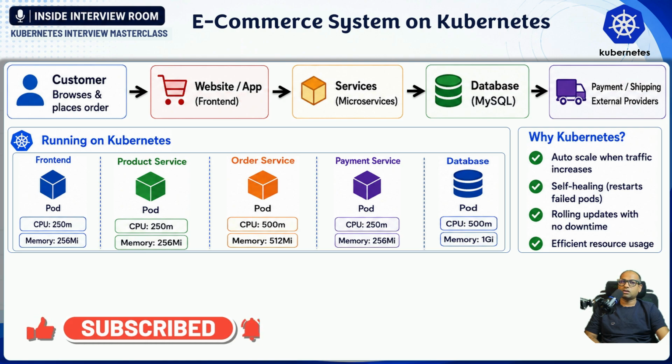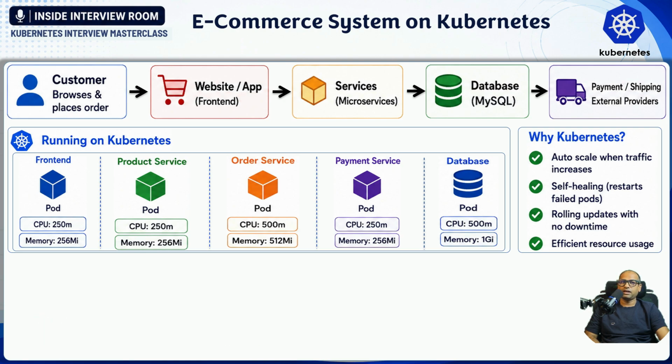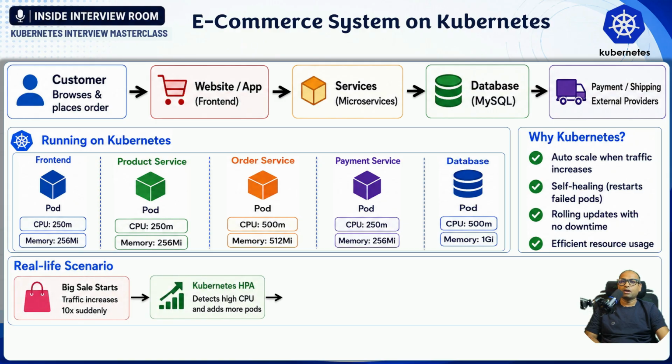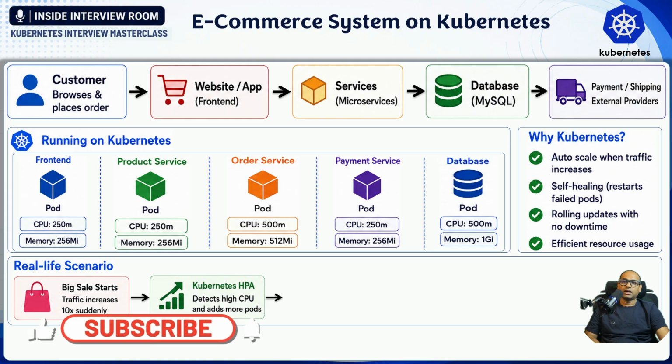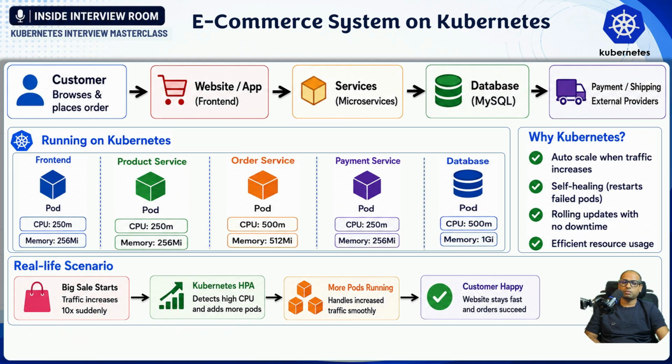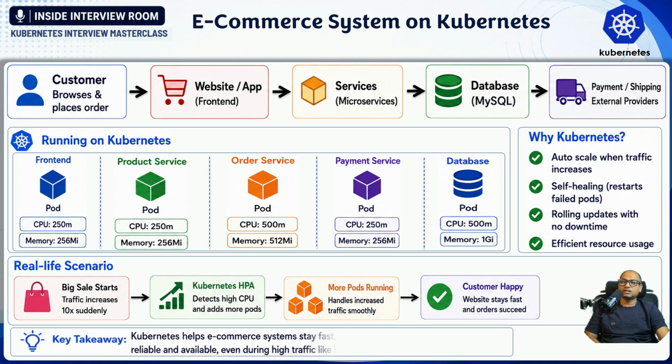Why Kubernetes? Autoscaling as traffic increases, self-healing by restarting failing pods, rolling updates with no downtime, and efficient resource use. A real-life scenario is the big billion sales. Once the sale starts, traffic suddenly increases 10x. Kubernetes HPA detects the high CPU and adds more pods. With more pods running, the increased traffic is handled smoothly, customers are happy, the website stays fast, and orders go through.